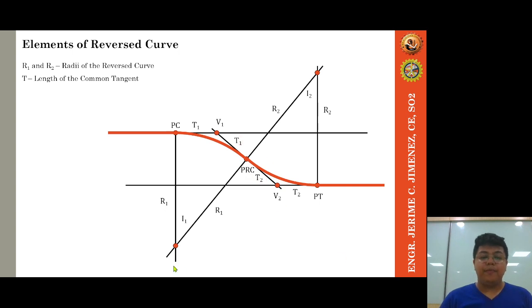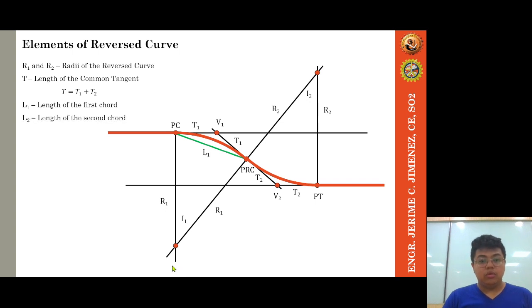And technically, nandyan din po yung T sub 1 and T sub 2. So therefore, we can have the formula of the common tangent as T sub 1 plus T sub 2. Okay, parang compound curve lang. Sabi ko nga, di ba? Parang compound curve lang. Next, we have L sub 1. So that is the length of the first chord. So that lies from PC to PRC. Okay? Next, we have L sub 2. That is the length of the second chord. And that lies from PRC to PT, L sub 2. Okay? So, makikita natin, no?